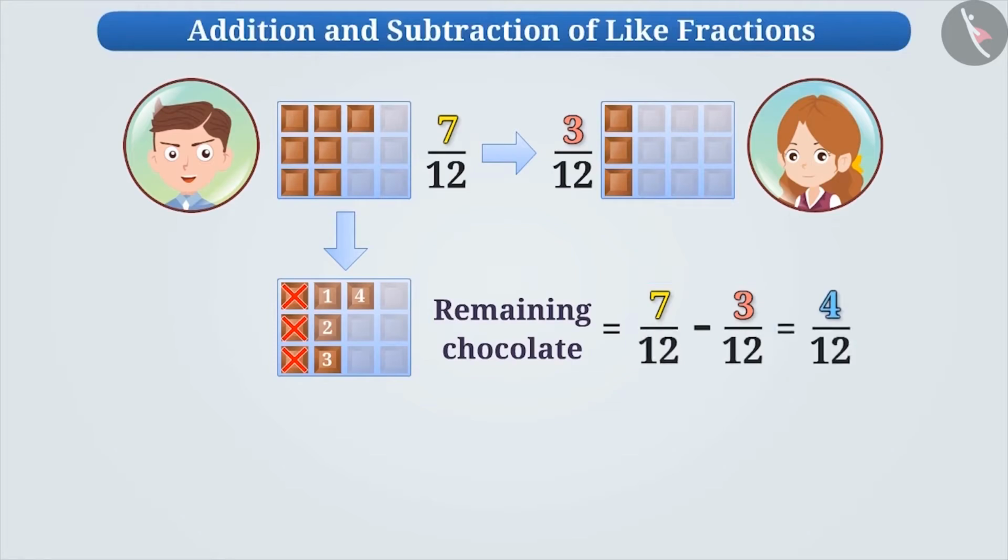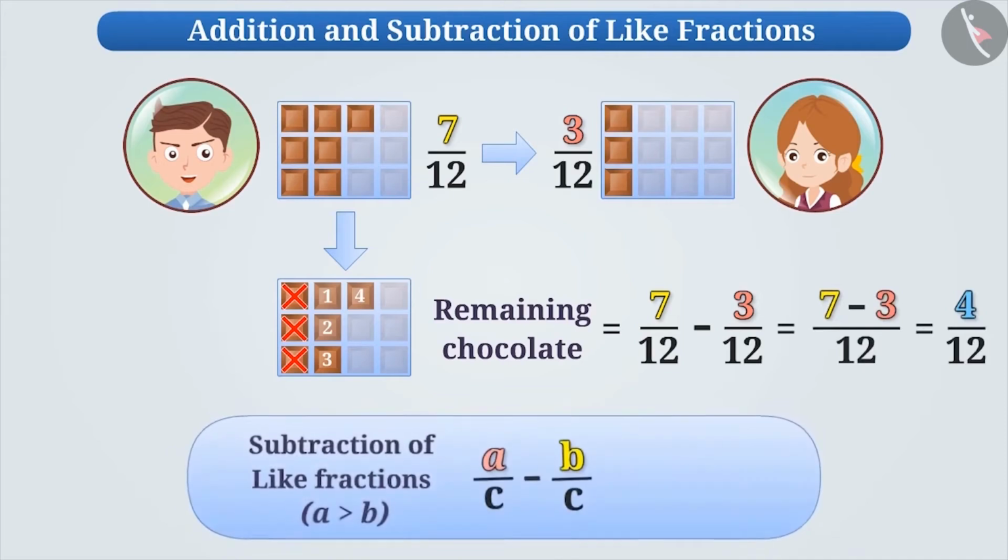Since the denominator is the same, the numerators are subtracted from one another. Therefore, in order to subtract two or more than two like fractions, the smaller numerator is subtracted from the larger numerator, and the common denominator is kept as it is.